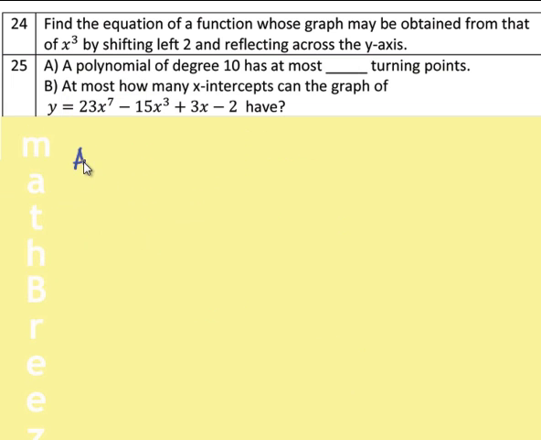(25) A polynomial of degree 10 has at most 9 turning points, one less than the degree. And intercepts, how many intercepts does this polynomial have? Well, intercepts is at most the same as the degree, so 7.